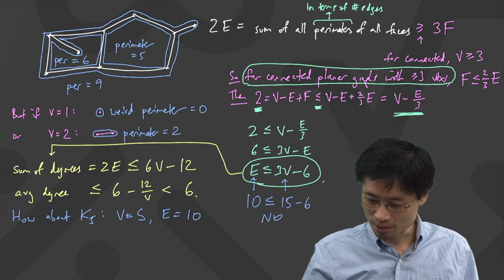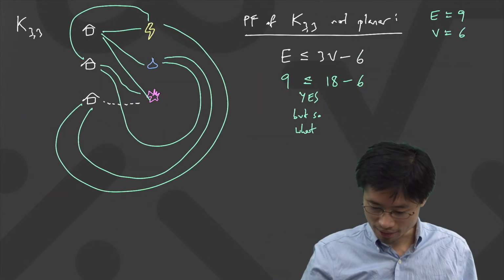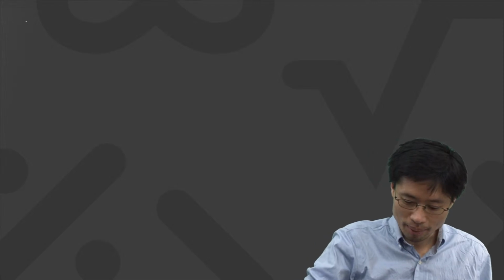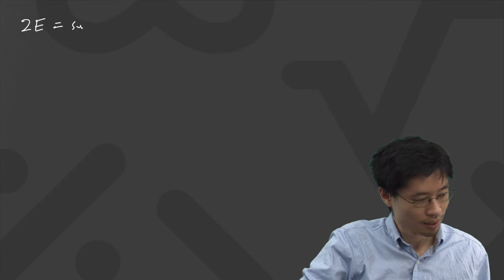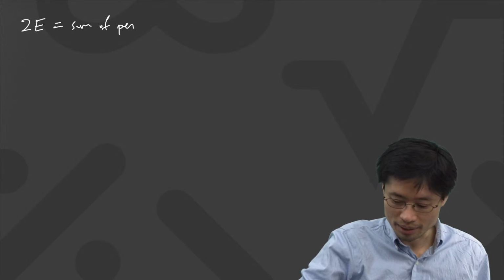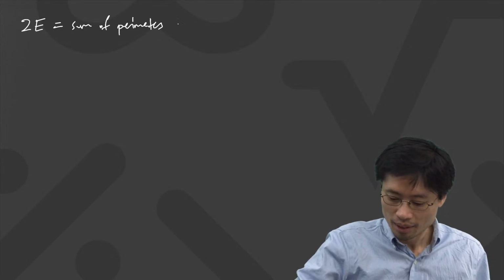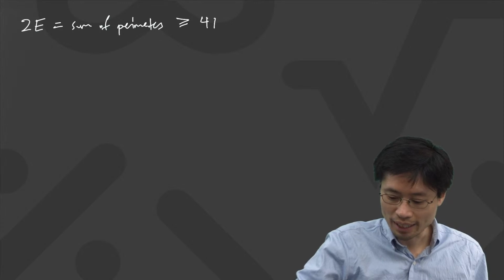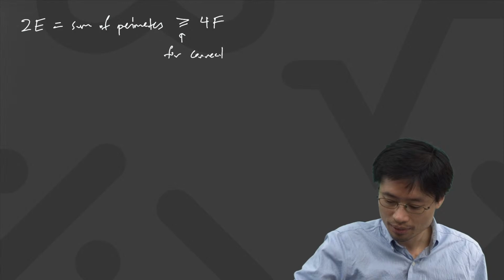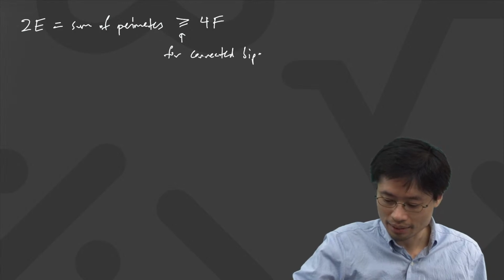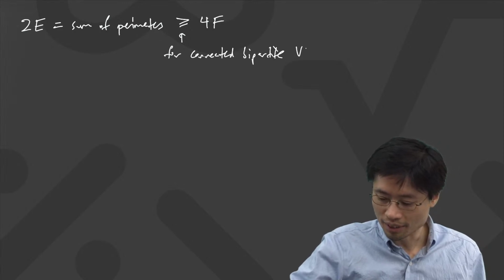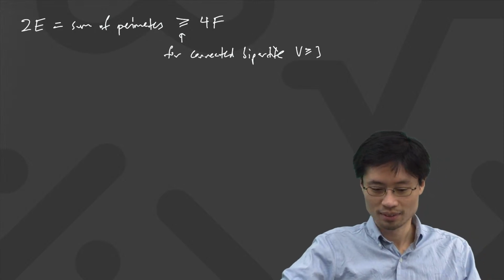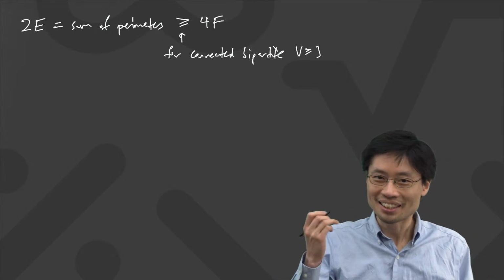Okay? So the important thing, let's go back to next screen. So now I know, back to the sum of perimeters, which is twice the number of edges. Sum of perimeters is now actually at least 4f for connected, bipartite, v at least 3. Okay, now let's use it.